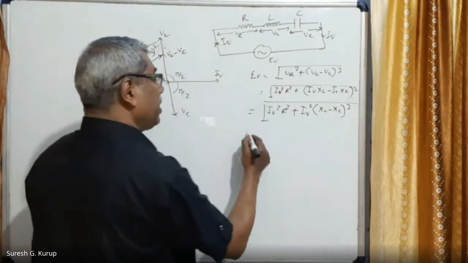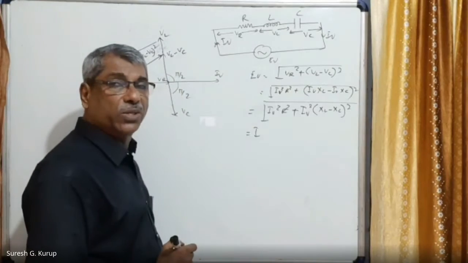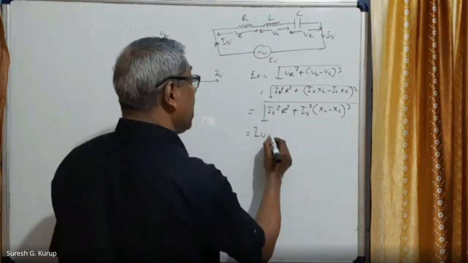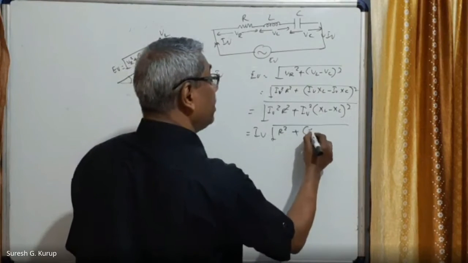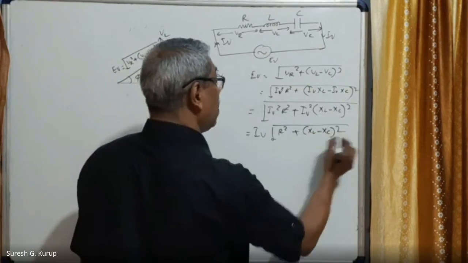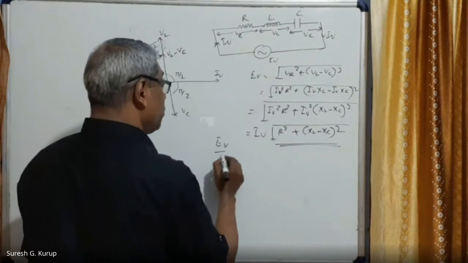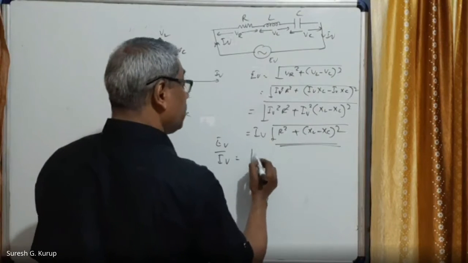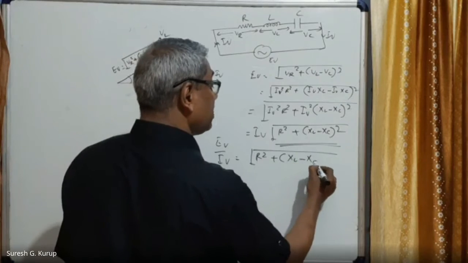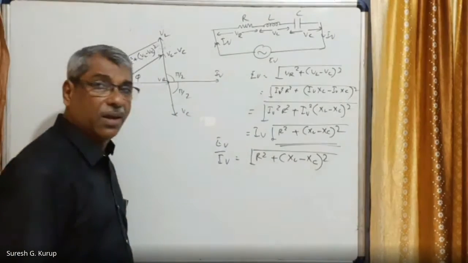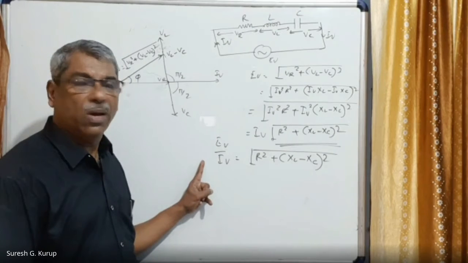From these two terms, IV square is common to both. When IV square is taken outside the root, it is simply IV into the square root of R square plus (XL minus XC) the whole square. Now, EV by IV is equal to what? EV by IV is equal to the square root of R square plus (XL minus XC) the whole square. EV by IV, voltage by current, just like Ohm's law.